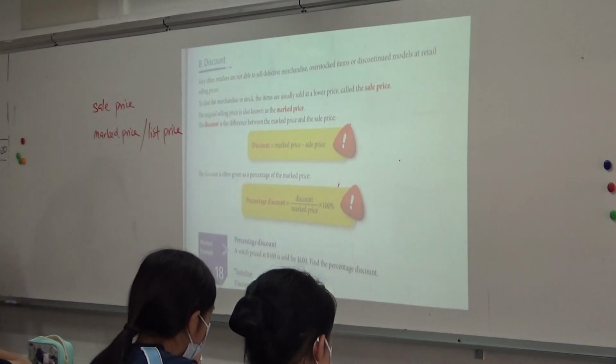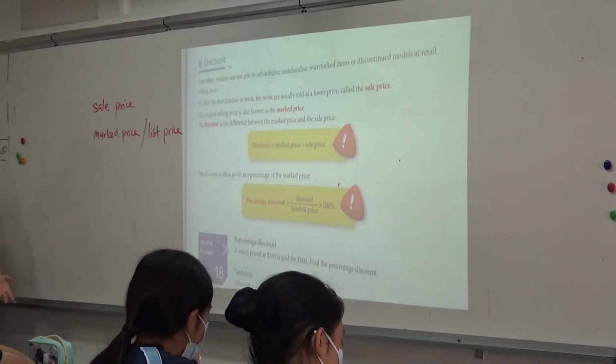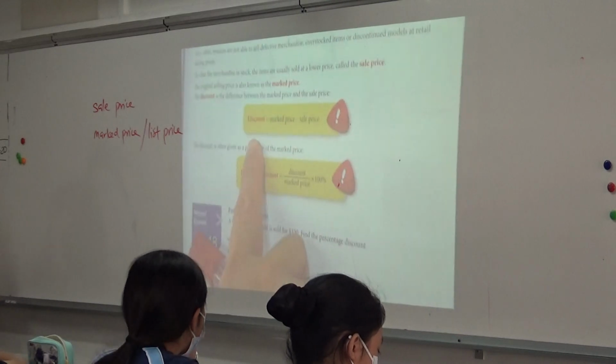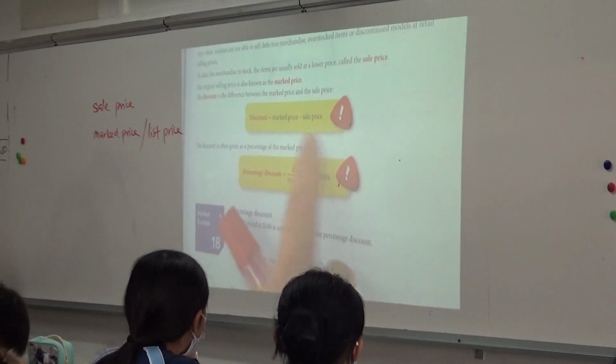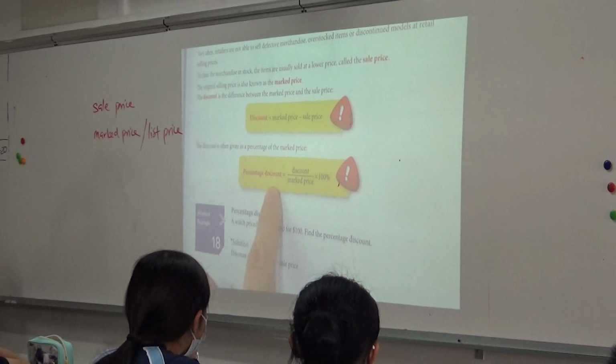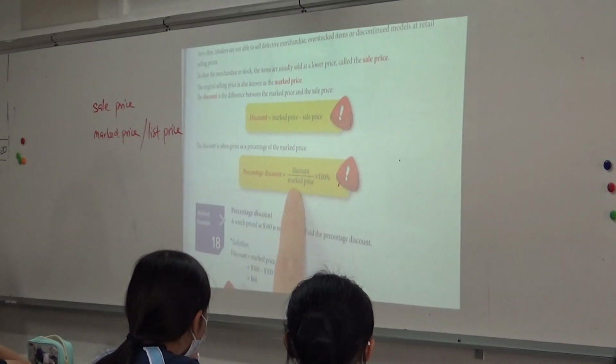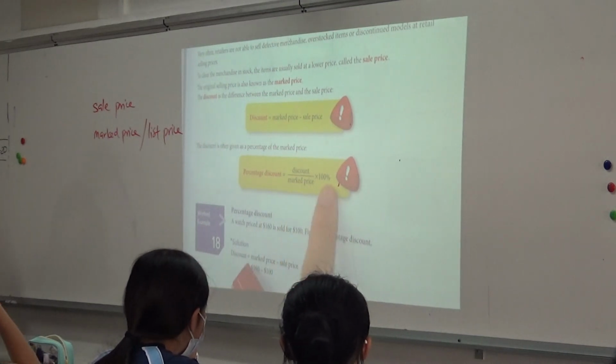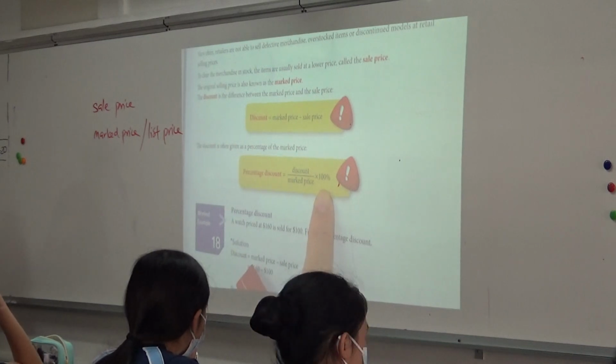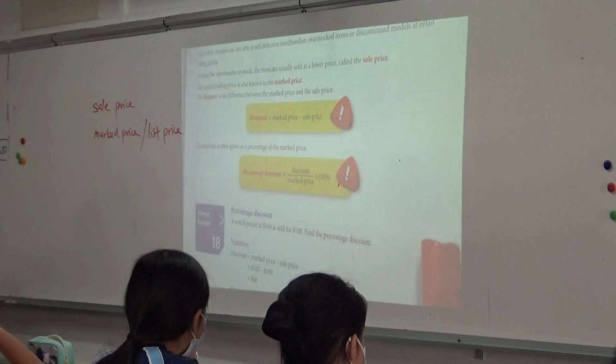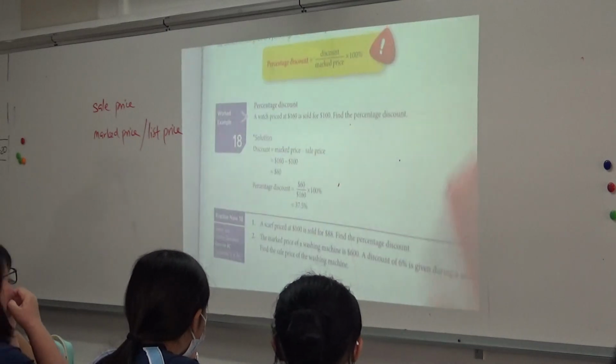Then we will have discount and so on. Now, discount is marked price minus sale price. Percentage discount will be discount over marked price times 100%. That means the original price actually. Understand? Alright, now let's take a look at example 18.